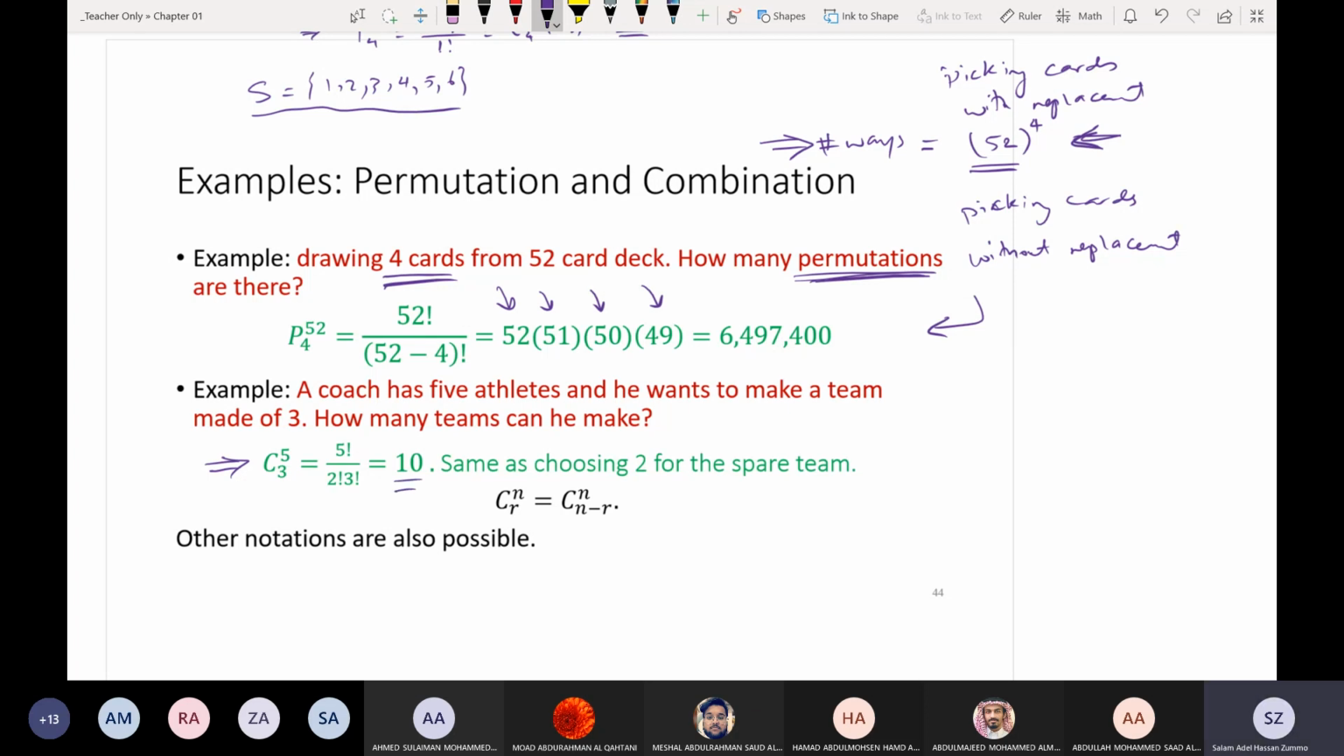Which is the same as choosing 2 spare players. So basically 5 choose 3 equals 5 choose 2, by the way. Meaning picking 3 as a team is the same as picking 2 as a spare team, right or not? Yes. And because of that we have here n choose r equals n choose n minus r.